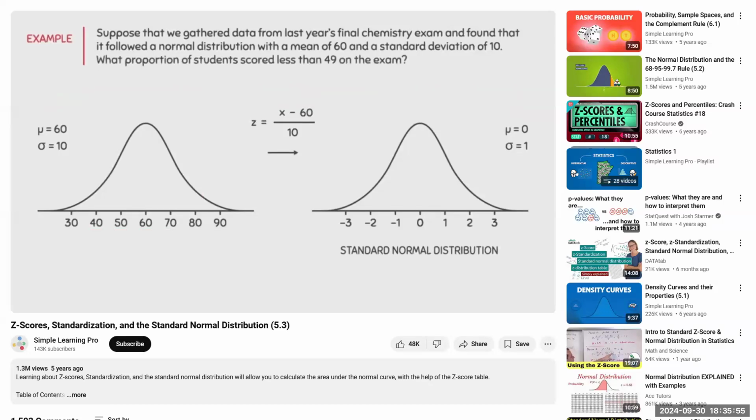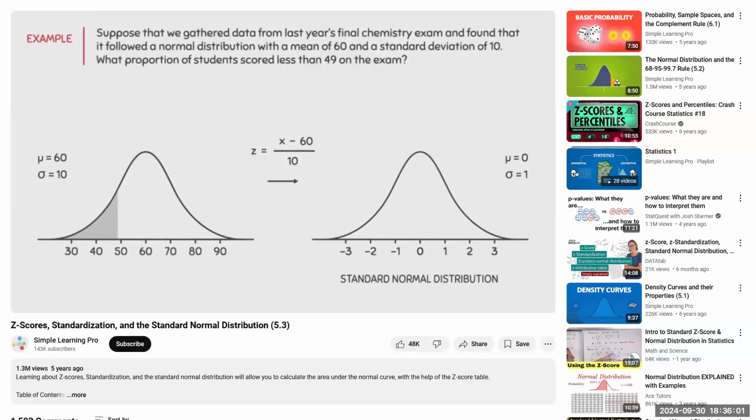Now, if I ask you what proportion of students scored less than 49 on the exam, it is this area that we are interested in. However, the proportion of x less than 49 is unknown until we use the standardization formula. After plugging in 49 into this formula, we end up with a value of -1.1. As a result, we will be looking for the proportion of z less than -1.1.